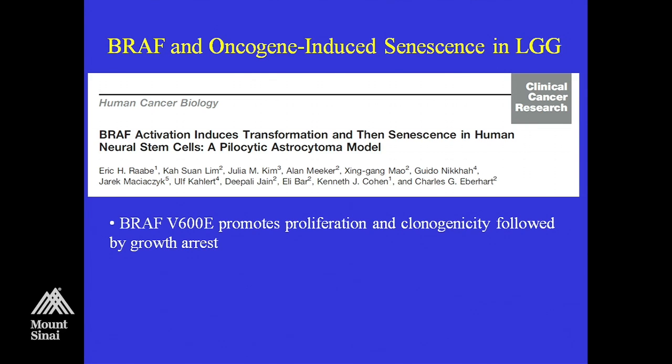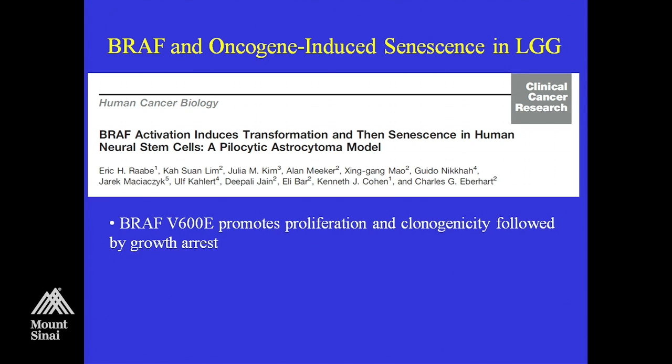We had tried to model this in human neural stem cells. We took human neural stem cells and introduced, initially shown here, the BRAF V600E. Subsequently, folks have used the fusions and see similar things. And what happens when you introduce these active BRAF kinases is there's an initial proliferative burst and clonogenic burst of growth. But then eventually those cells are going to stop growing.